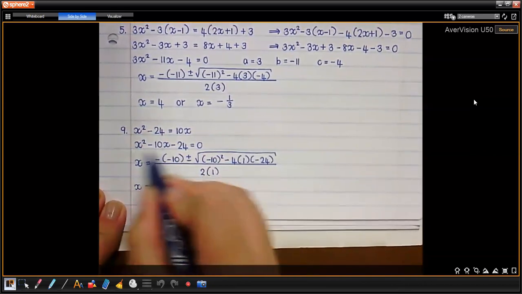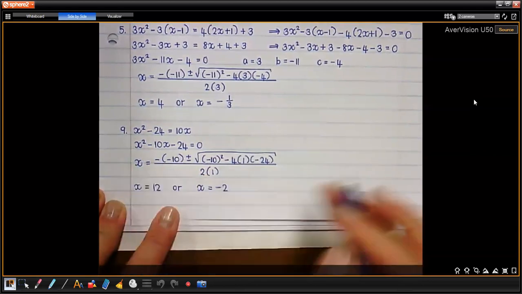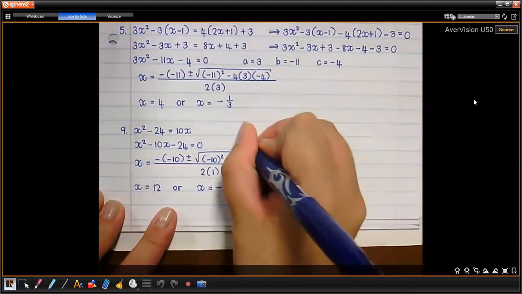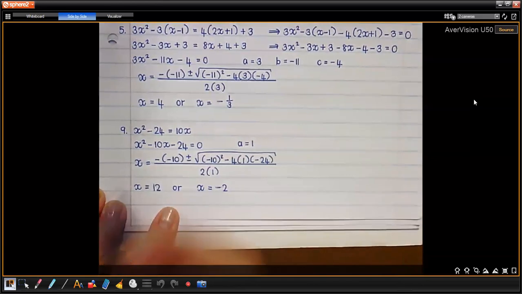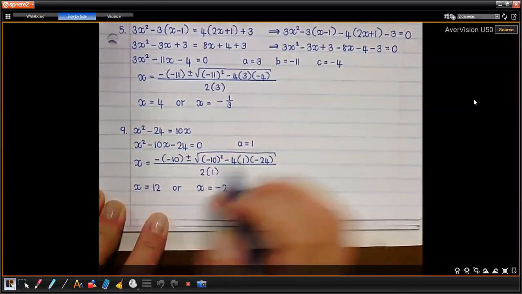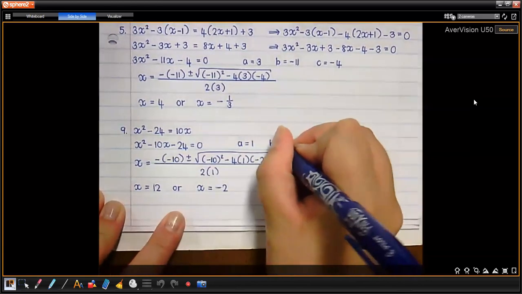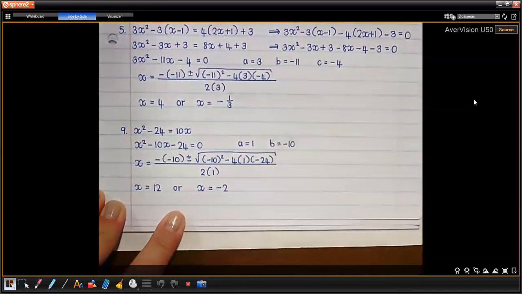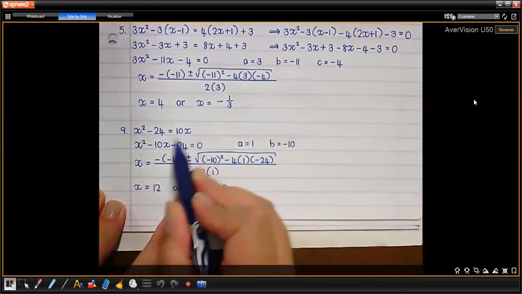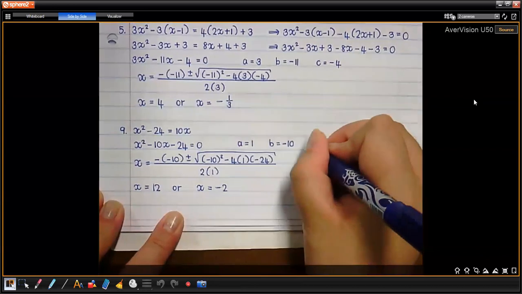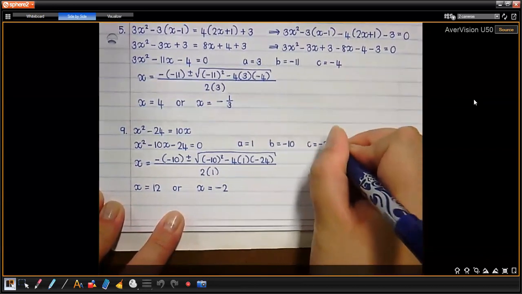It doesn't have to be in the correct order, but I like having it x squared and then x and then number. So my a value here, what number is in front of x squared? 1. What number is in front of x? Negative 10. Good. So that's my b value. And what number is just the constant term? Negative 24.